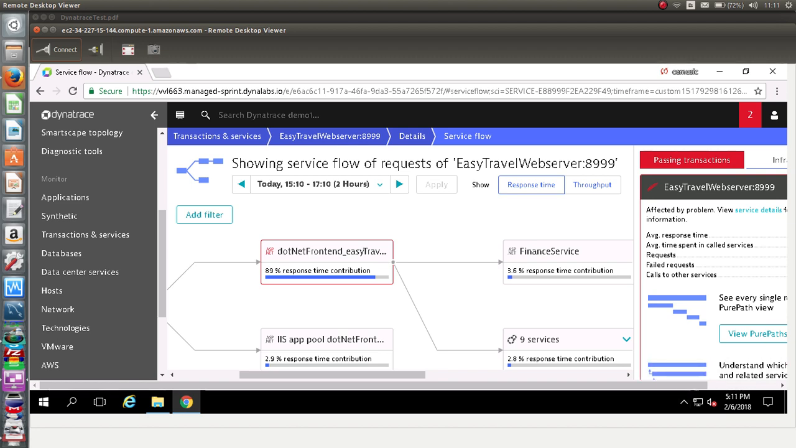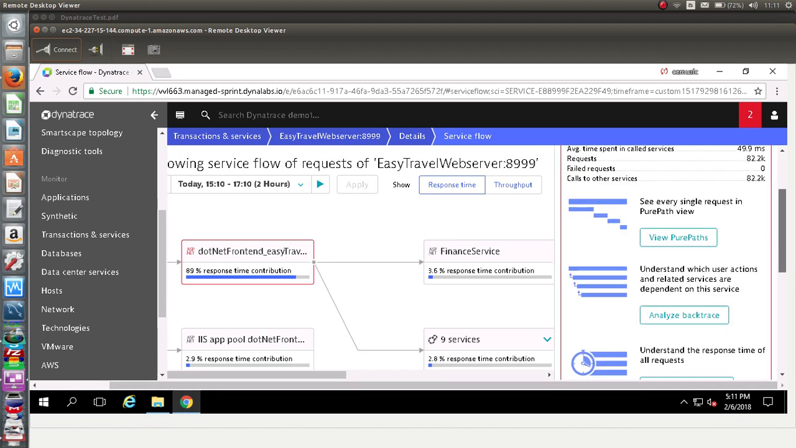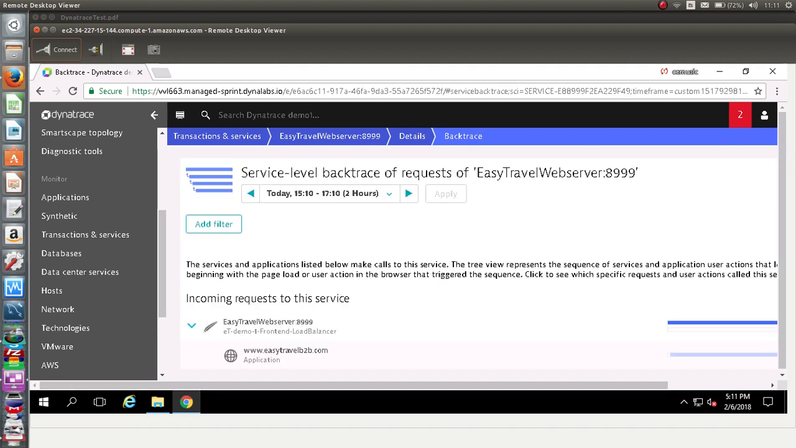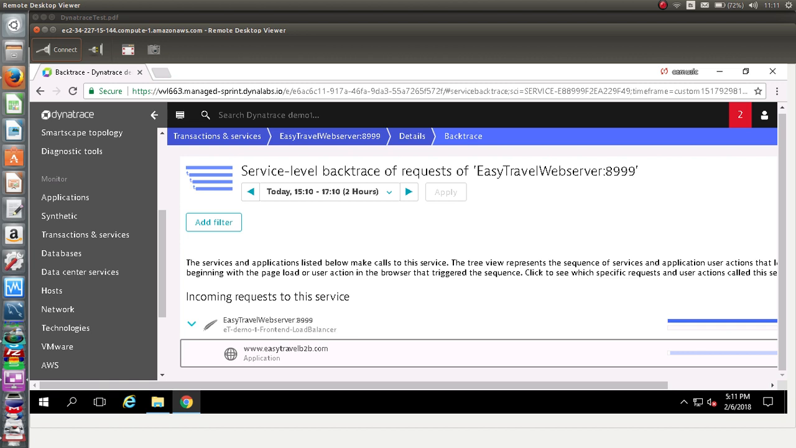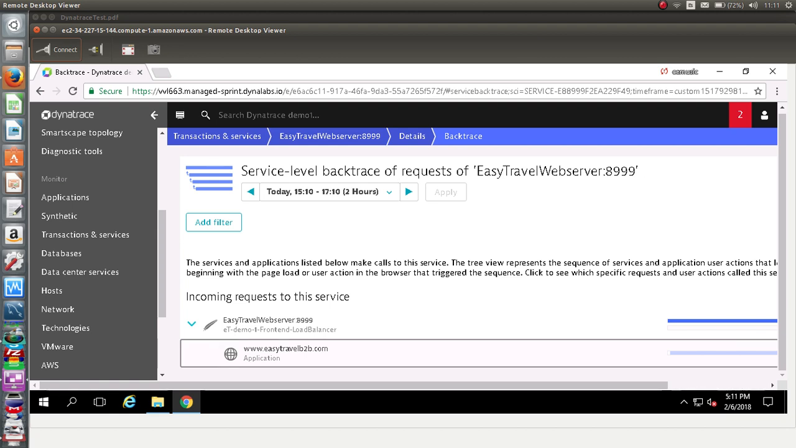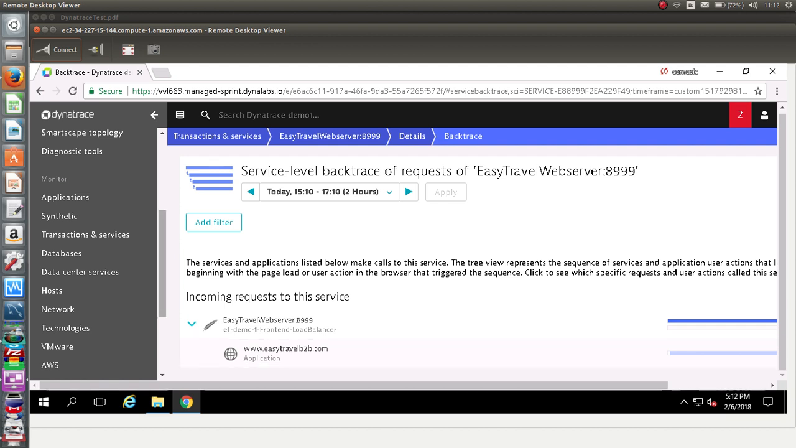Okay. Also, we can analyze who is calling the Easy Travel web service. The Easy Travel web service is being called by the Easy Travel 2B. So for sure, if we are having problems with the Easy Travel web server, this Easy Travel 2B is getting problems because it is also affected by the degradation of the Easy Travel web server. Okay, so this is very important to understand how it is working.